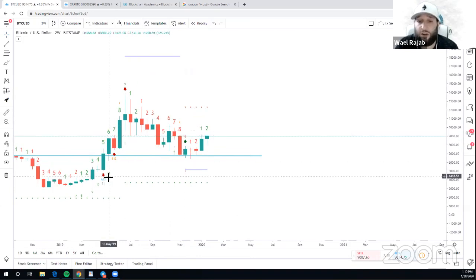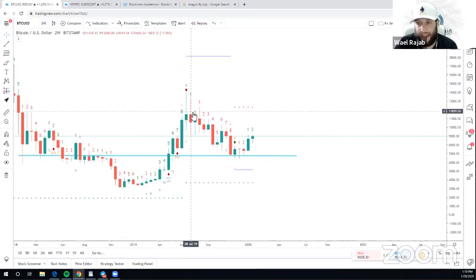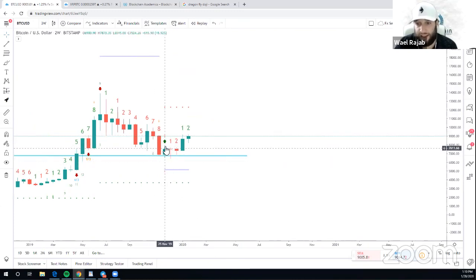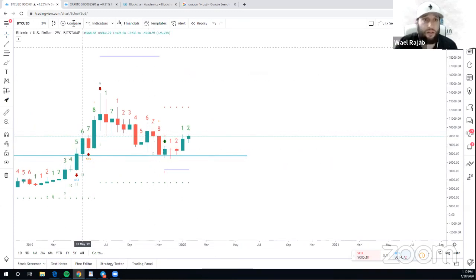So with the TD sequential, we have a 1 over the 2. So it's now leading into like an uptrend. So you can see here 1, 2, and then 3, 4, 5, 6, 7, 8, 9. And this was the 9 on the 2-week. And this was a good sell signal as well, as you can see. Put us here, and this is a perfect buy signal. This TD sequential is working really well on the 2 weeks.